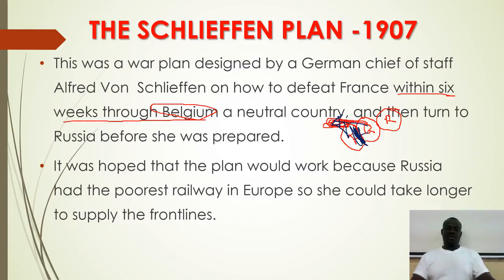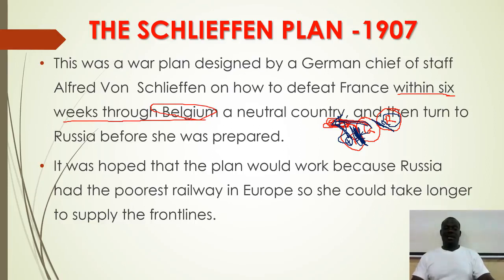So the Germans could not penetrate through France. That's why they designed a plan to enter through Belgium, then enter France through the back door and defeat France within 6 weeks. Then, before Russia takes charge, they would face Russia, simply because Russia had poor railway lines and therefore would take time to mobilize. So that was the Schlieffen plan.